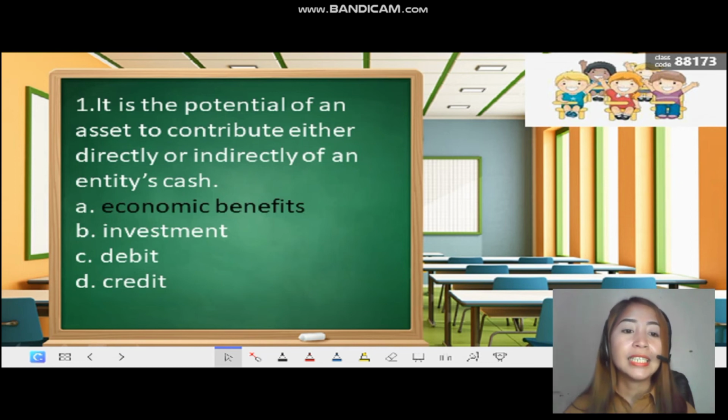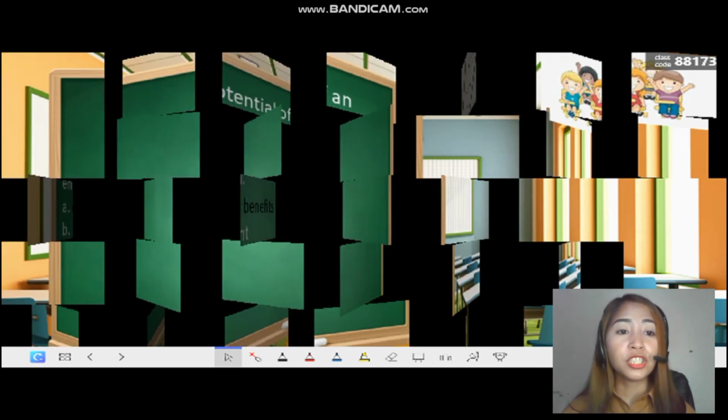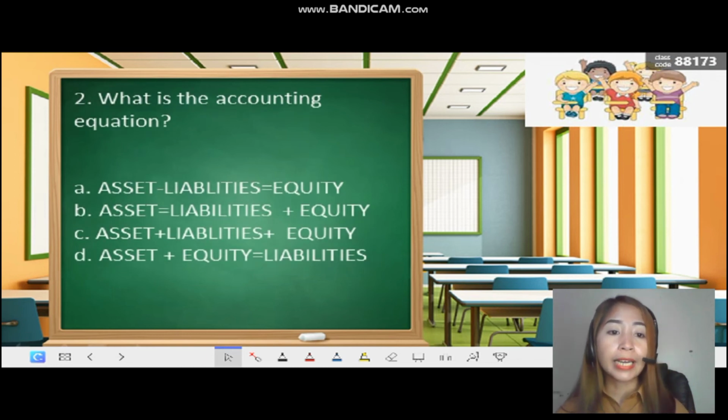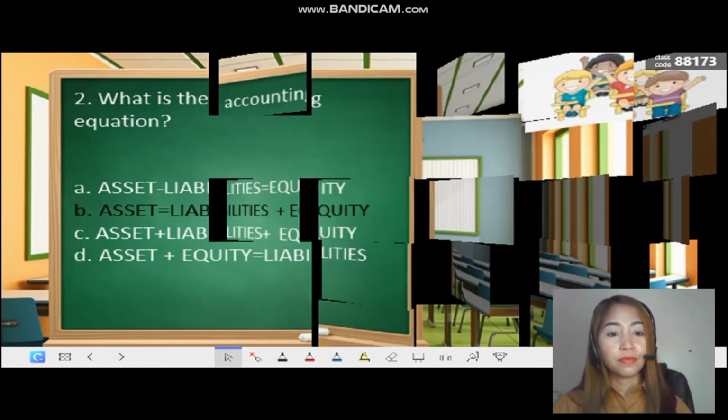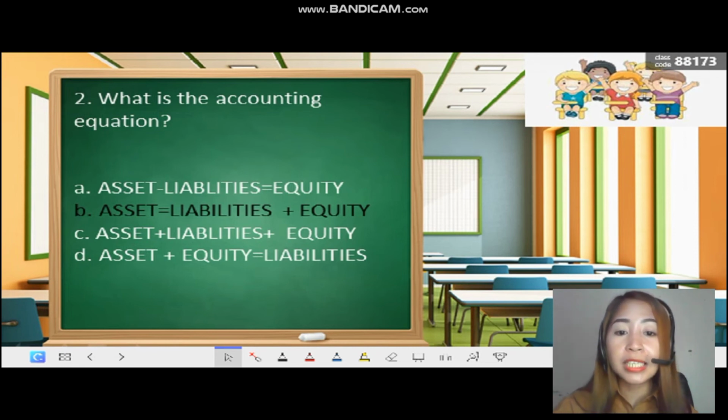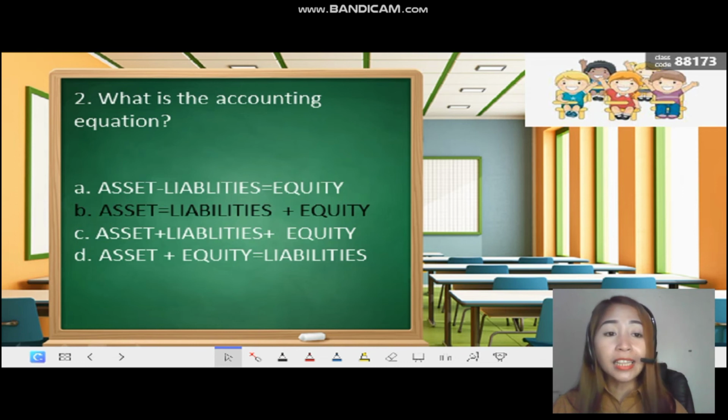Very good. That is the correct answer. Letter A, economic benefits. For question number 2, what is the accounting equation? Anyone who can answer this question? Very good. The correct answer is letter B. Asset equals liabilities plus equity. That is the correct answer for question number 2.